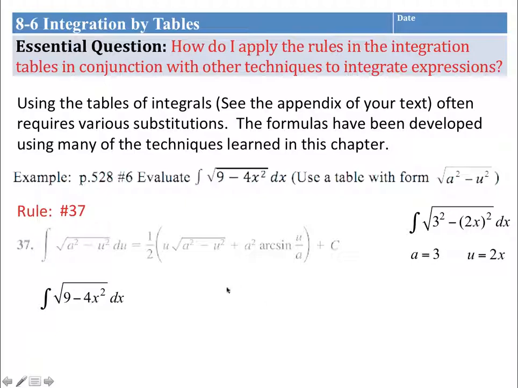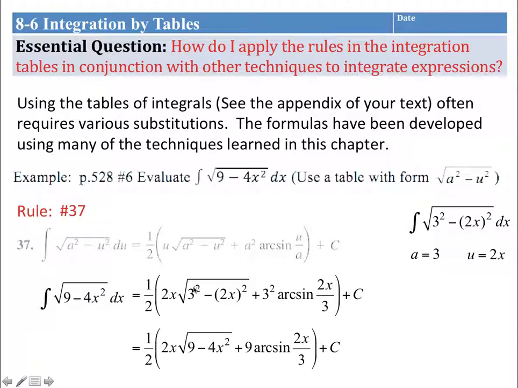So that being the case, we have 1/2, and then a bracket, a parenthesis, and then we have 2x times the square root of 3 squared minus 2x squared, plus 3 squared arcsine, like inverse sine, of 2x divided by 3, plus c. So that's literally the answer. Sometimes we clean it up a little bit and evaluate these squared expressions just to make it look a little cleaner.